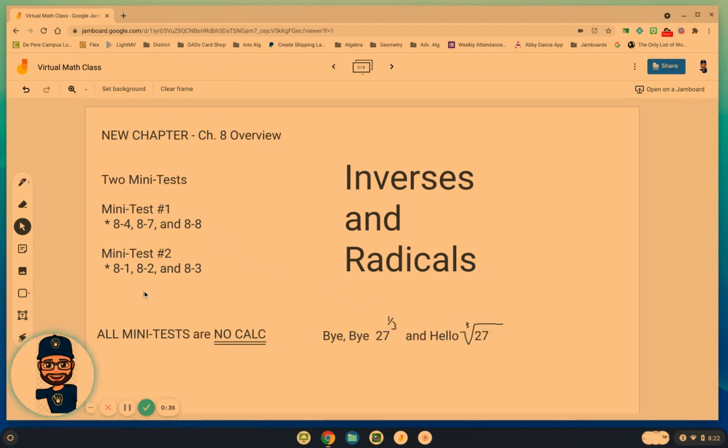We're going to have two different mini-tests, one on three sections, 8.4, 8.7, 8.8. Second mini-test on three sections, 8.1, 8.2, 8.3. Really important to note that both of those tests are no calculator. So there's still a lot of work to do, mental math, and understanding the processes that go with them. So in a sense, we're saying bye-bye to these fractional, rational exponents, and more so dealing with these roots or radicals.